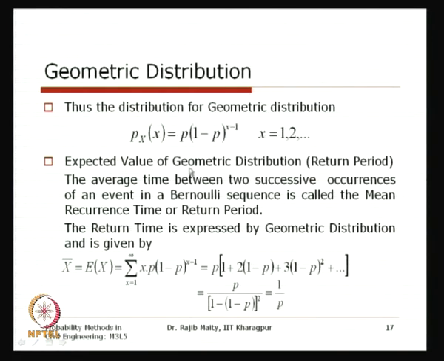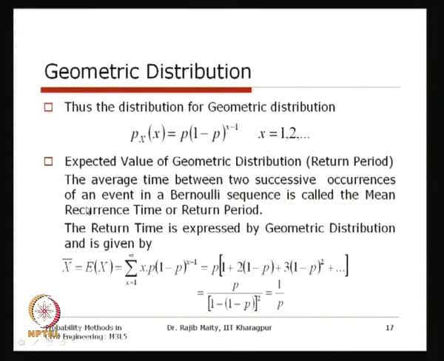The expected value of this geometric distribution is important in the sense that we can call it the return period. Now, what is this expected value? We are talking about the number of trials before the first success. If we take the expected value of this, it indicates nothing but how frequently that particular event is coming or returning, which is a very important term known as the return period. We will discuss it again in the context of frequency analysis in the successive modules. But here, the return period means a particular event is returning again, which is the expected value of this geometric distribution.